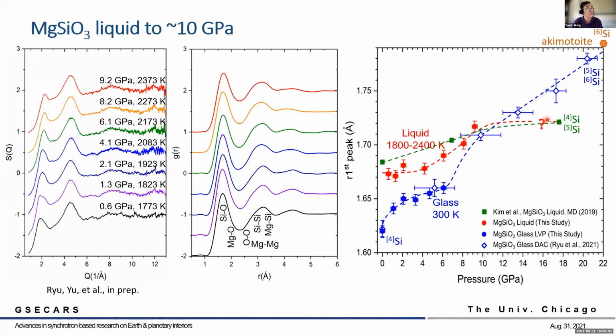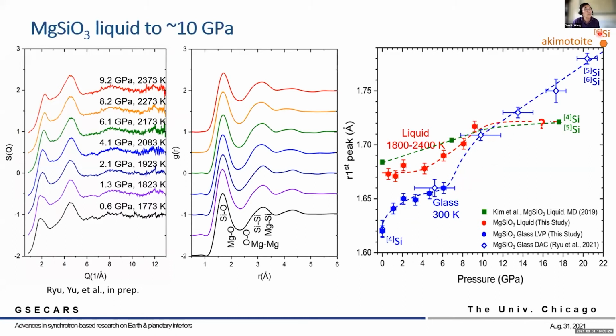So the red symbol shows the liquid behavior of the first peak, which is mostly SiO. The pressure dependence is very shallow, which is consistent with the molecular dynamics calculation from Kim et al. The glass samples, on the other hand, show a much steeper increase with some jumps at some pressures.